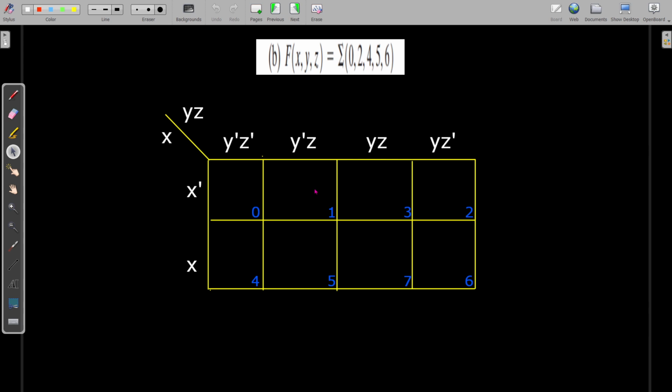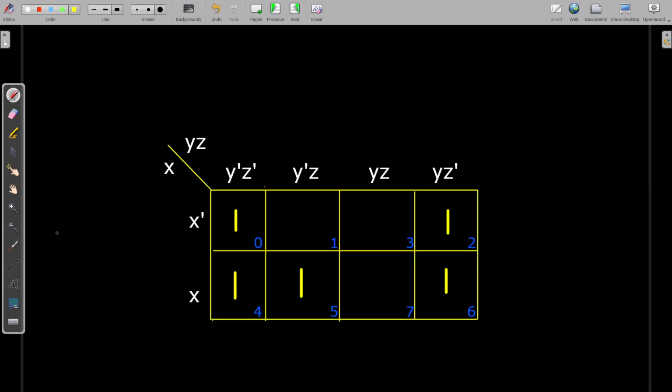I have already told you in the previous video how to draw this and the steps used to solve the 3-variable K-map. In this we have the 0 minterm, so it should be registered in the cell with a 1 at the 0th cell. Then for the second cell we have to register 1, then for the fourth one, the fifth one, and the sixth one.